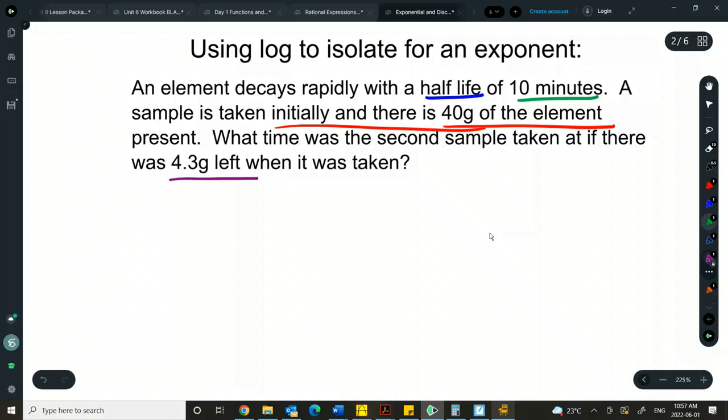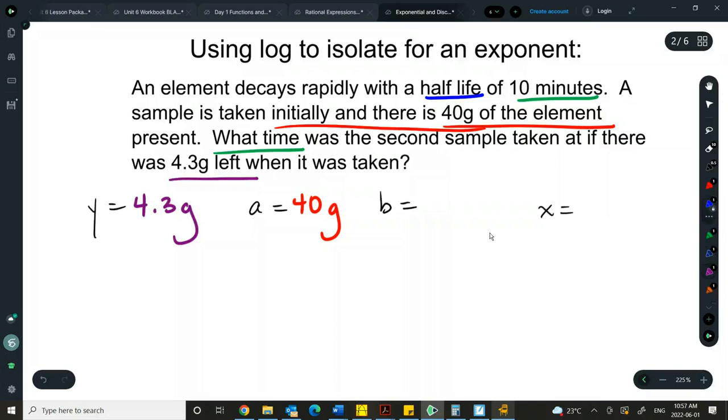Okay. What time? X is usually the variable that represents all the things to do with time. So I'm probably looking for some part of X here. I have an initial amount of this element of 40 grams. I know at the end, when the second sample is taken, there's 4.3 grams remaining. I also know, because I see half-life here, that the amount of the element is being halved. So B will be half.